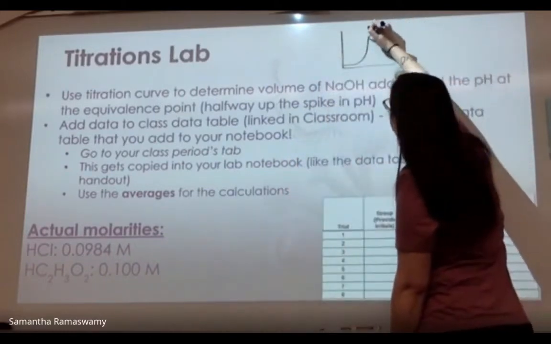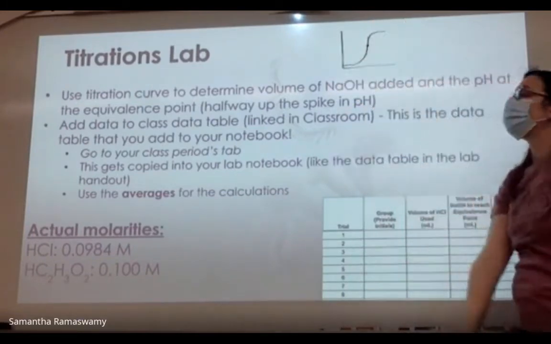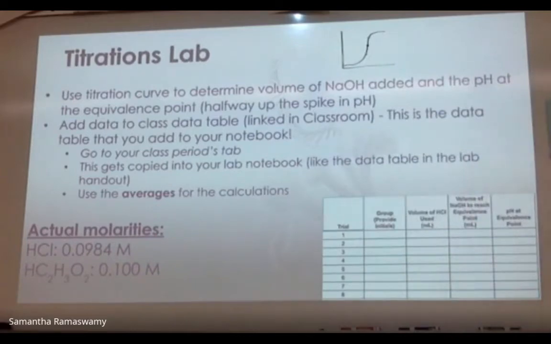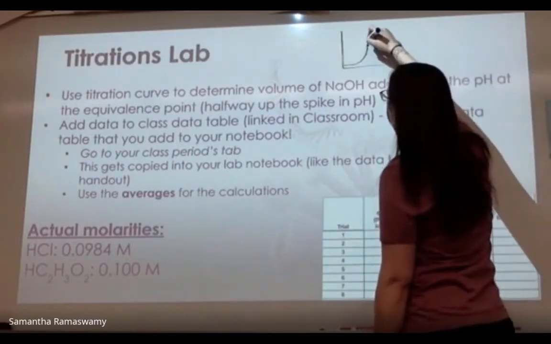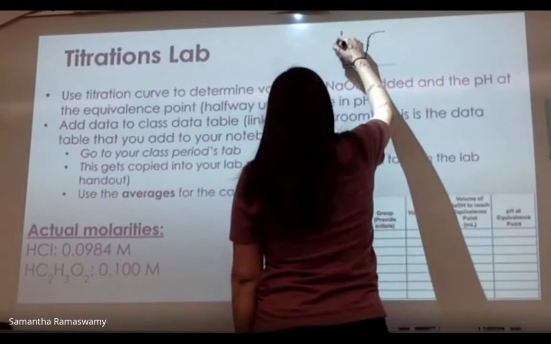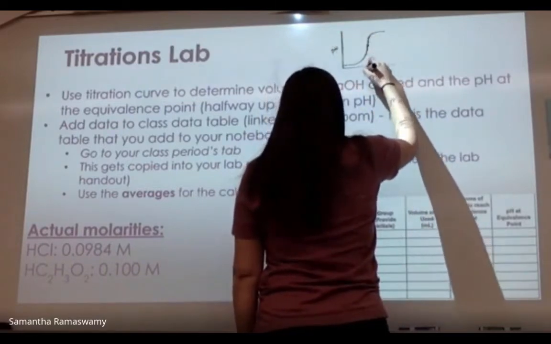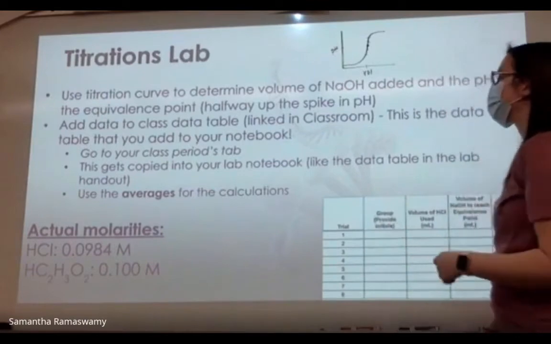Remember that your equivalence point is about halfway up that spike in pH. And you're probably going to have to estimate the best that you can. If you have one point here and you have one actual point here, you can average them to get the information. But you are looking for the pH and the volume of NaOH. So that you have both the volume of NaOH and the pH at the equivalence point. Obviously, the strong titration, the pH should be 7. But your strong, weak titration is not.